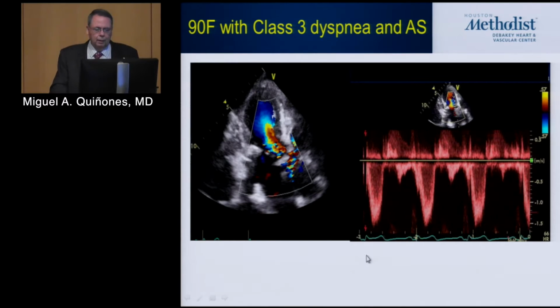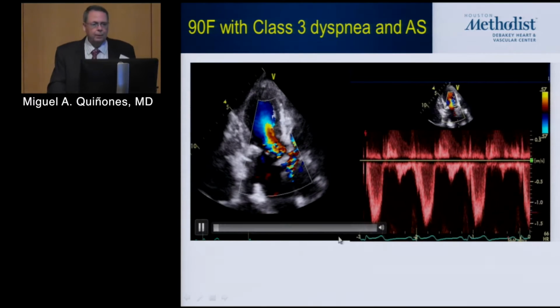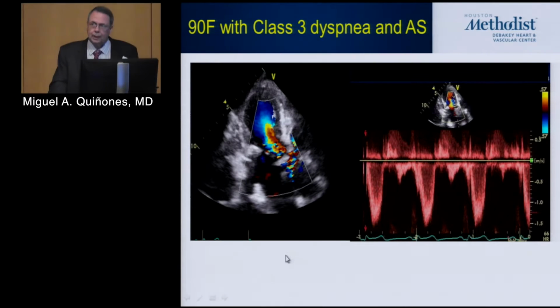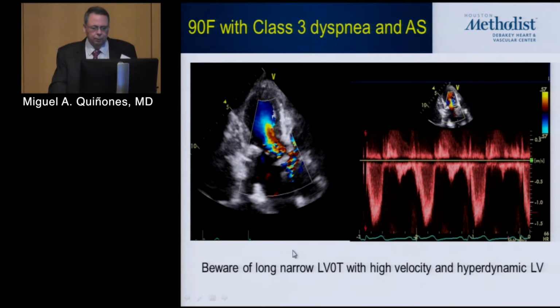So this patient obviously was treated medically because she had a lot of diastolic heart failure, and she did have some AS, but not to the point that she needed intervention. So beware of narrow LVOTs and high velocities that will happen in a dynamic LV.